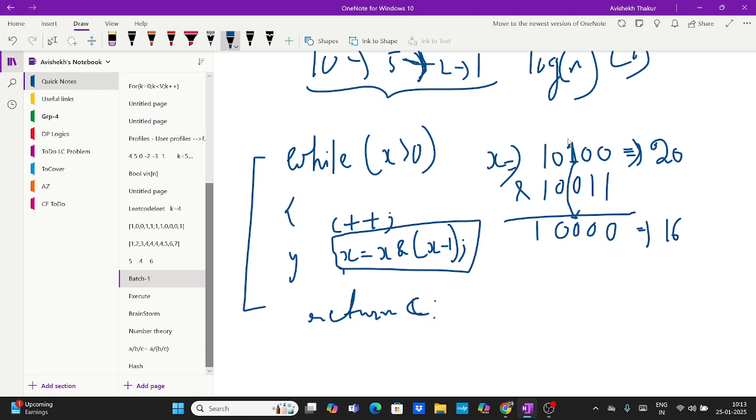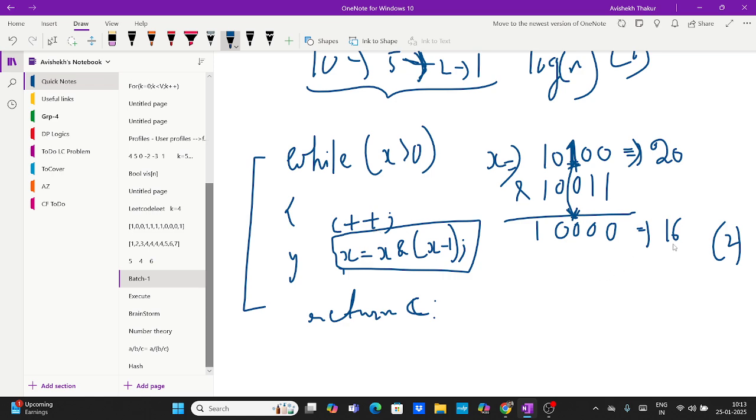Did you get the point? The last significant bit, you're removing it. Removing in the sense of unsetting that. Now again, x is greater than 0 because we have 16, right? So our count will become 2. Initially it became 1, then count became 2.